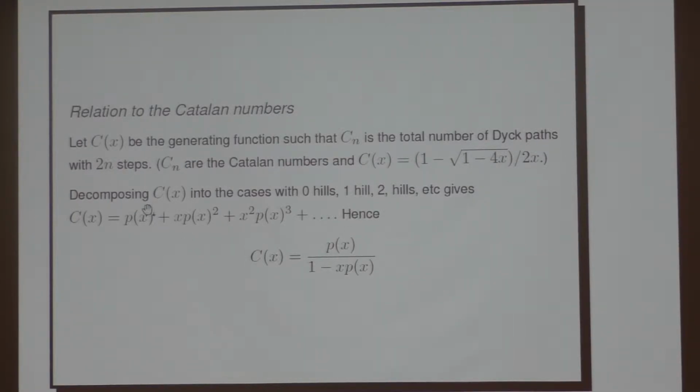Now what we do is say we're going to decompose this generating function for all possible dig paths with 2n steps into the different cases. So the case with 0 hills we know is the generating function p. We've just argued that the case for 1 hill is x times p, and so on. But this we can just rewrite as a geometric series. We sum the terms and we get this as an expression for c. So in principle, from this we could actually work out what p is, because we know what c is. In fact, it turns out we don't need to.